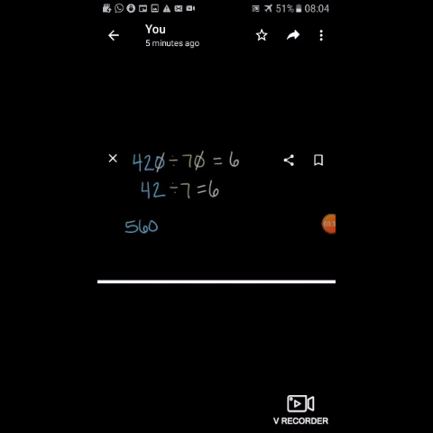In this way, 560 can also be divided by any number by deleting the 0. If I want to divide it by 10, I will delete the 0 of both, and then 56 divided by 1 will be 56.